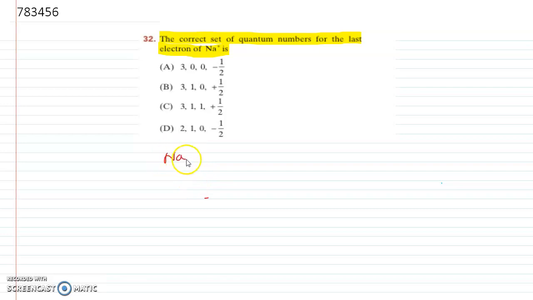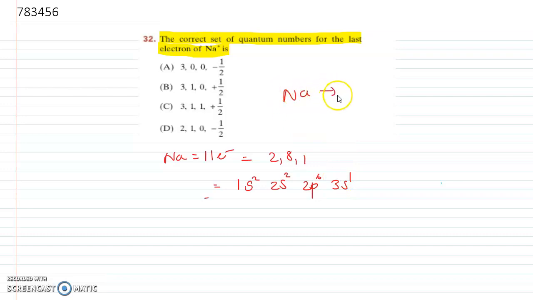When you talk about sodium, we know that it possesses 11 electrons. It will be 2, 8, 1, but the electronic configuration will be considered as 1s2, 2s2, 2p6 and 3s1. Whenever sodium loses one electron, it forms the sodium ion. And here we talk about the sodium ion. So this electron which is found in 3s1 is going to be lost.